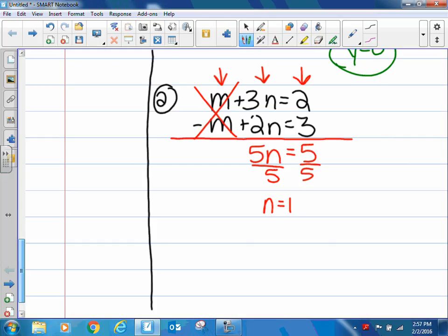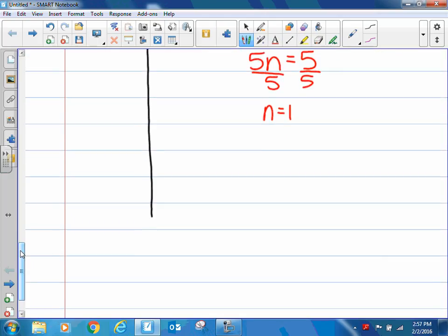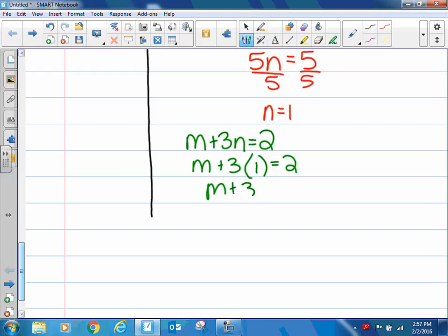Okay, so if you remember, now we have to go back and plug this in. And it doesn't matter what equation you use. We already know that n is 1. So I'm going to go back and plug it in the first equation. The first equation was m plus 3n equals 2. So I'm going to go right ahead and plug it in. M plus 3 times 1 equals 2. M plus 3 equals 2. Subtract 3 from both sides. M is equal to negative 1.